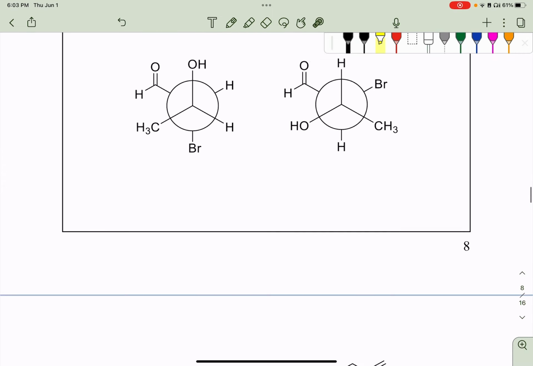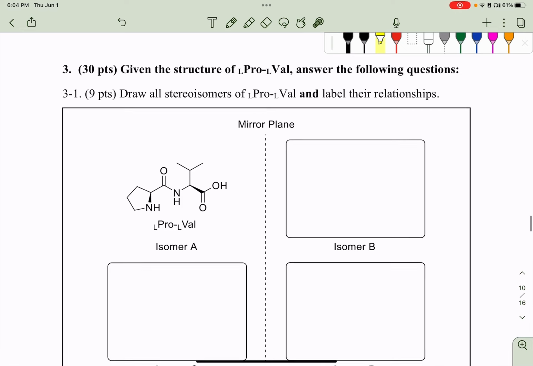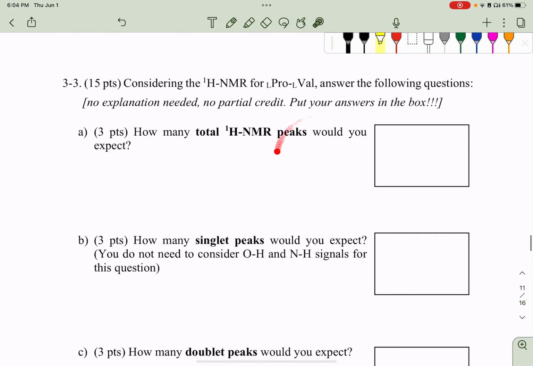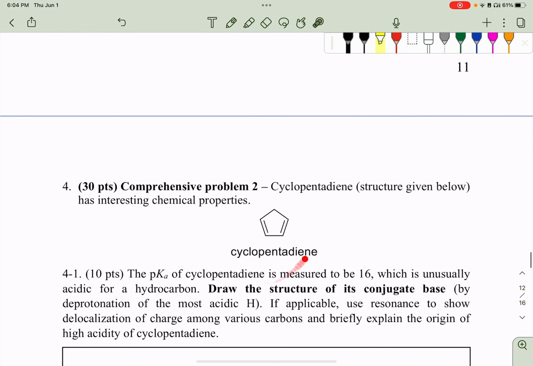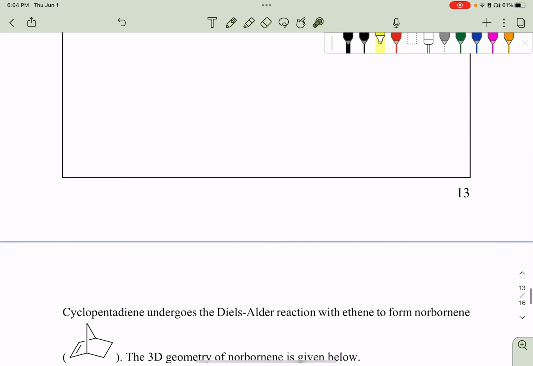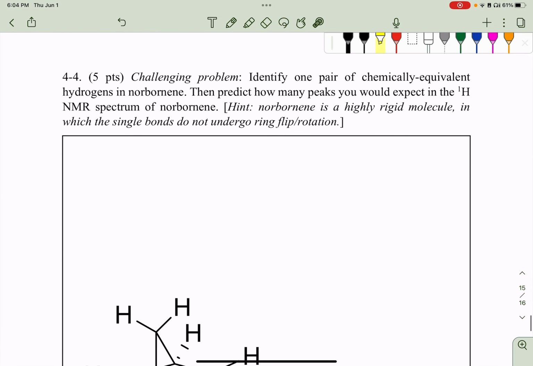And let's keep going. At the end, we have 2 big problems. This one is an example we did in class several times: draw stereoisomers and label the relationship between them, also doing NMR shifts for these molecules. And then we have our comprehensive problem, cyclopentadiene. This is similar to the furan example we did in class. And acidity, MO, and is it a chiral molecule, and the challenging problem.